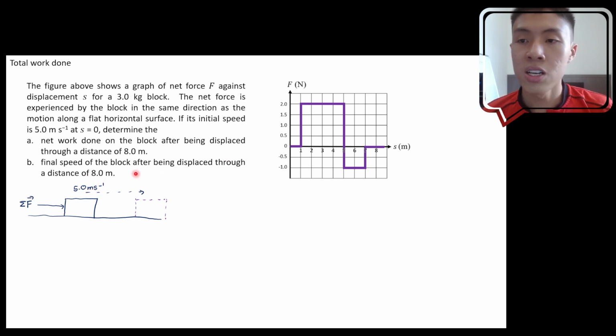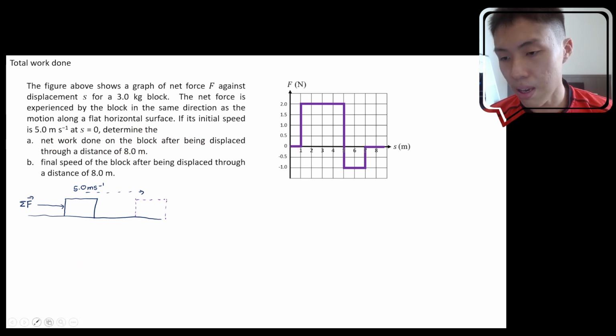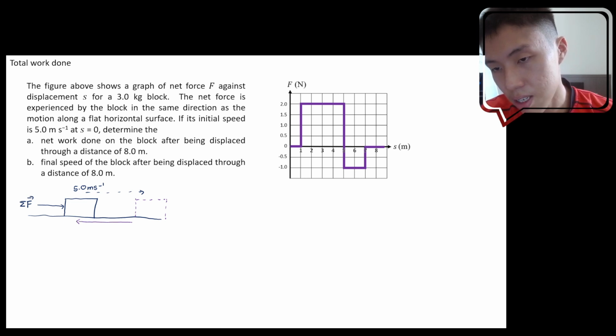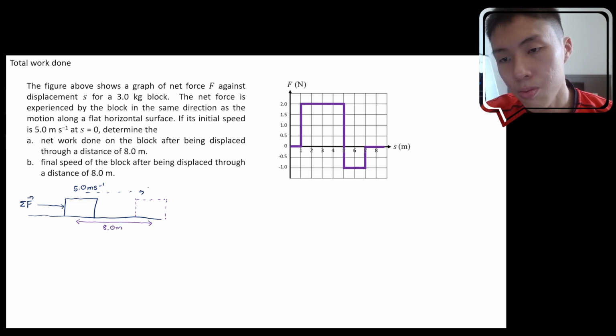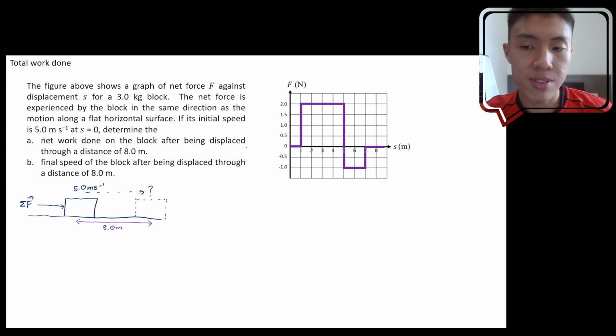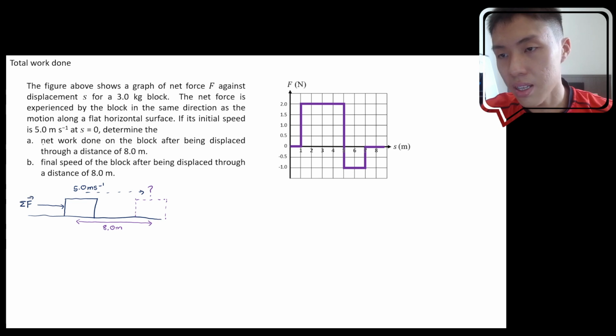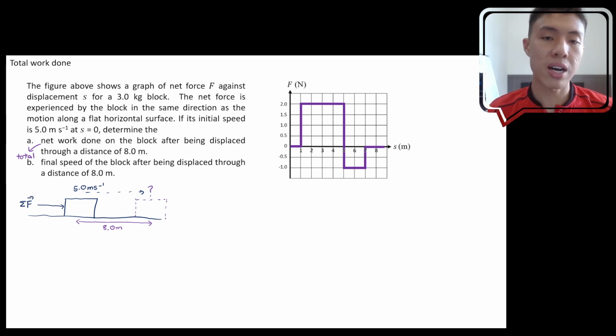Okay, so now they say to determine the net work done on the block after being displaced through a distance of 8 meters. So after the journey of 8 meters, let's write it down. After the journey for 8 meters, what will be the final velocity after that? What will be the final work done? What will be the net work done? When you see the word net work done, the net here has the same meaning as total work done. So you are finding the total work done on the block after 8 meters.